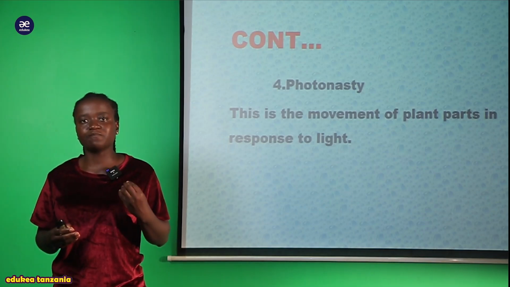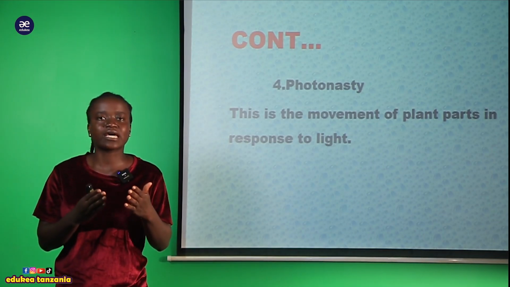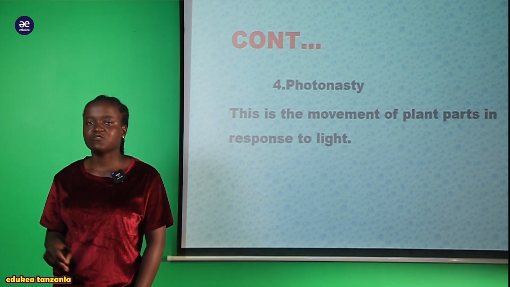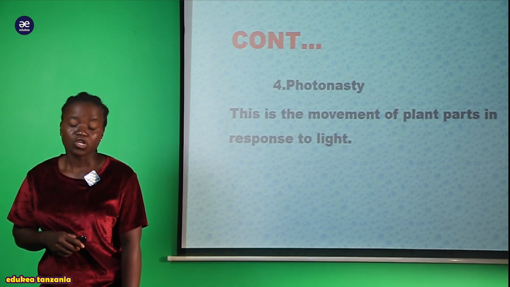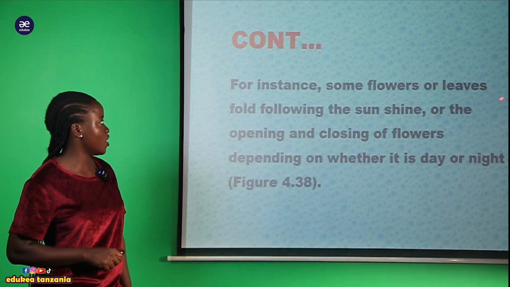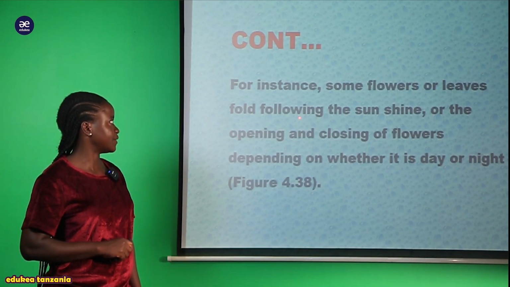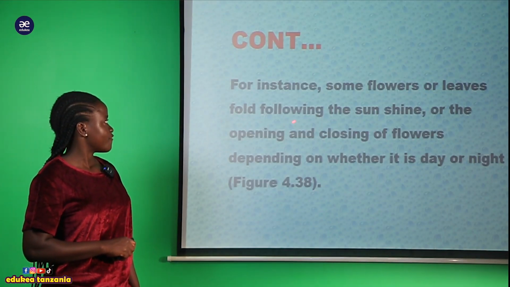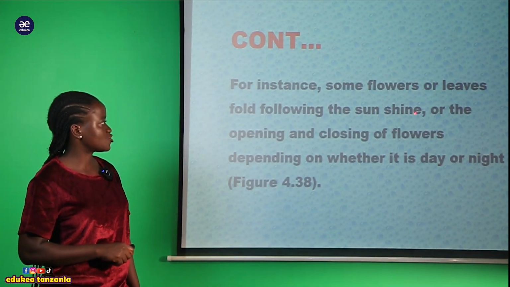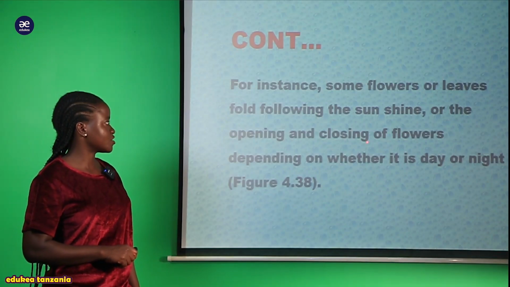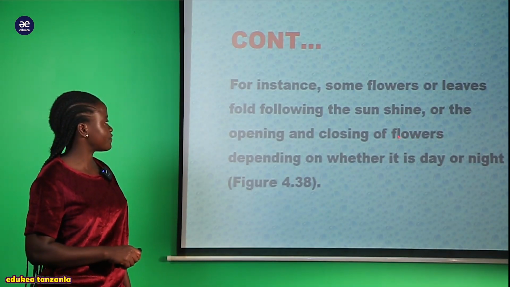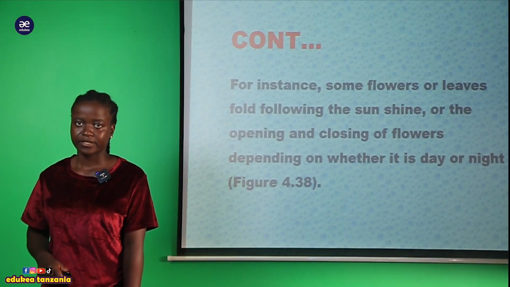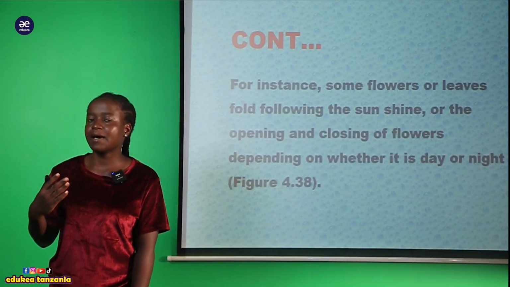So pale ambapo ule mti unakuwa unaenda uelekeo wa mwanga. Sasa hiyo ndio tunaita kind of nastic movement, that is photonasty. So for instance, some flowers or leaves are folded. Tunasema kwamba for instance, some flowers or leaves fold following the sunshine, or the opening and the closing of the flower depending on the weather, whether it is day or night. Kwa tuna baadhi ya mimea.